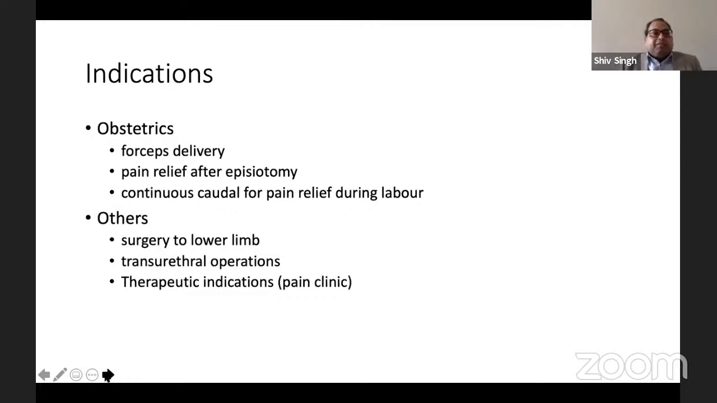It can be used for surgery on the lower limb, but it is rarely used because you only get some parts of the sacral nerves. You don't get a complete block, so it has to be combined with other blocks. Transurethral operations are a good indication. In pain clinics, it is commonly used for therapeutic indications, for certain pain syndromes.